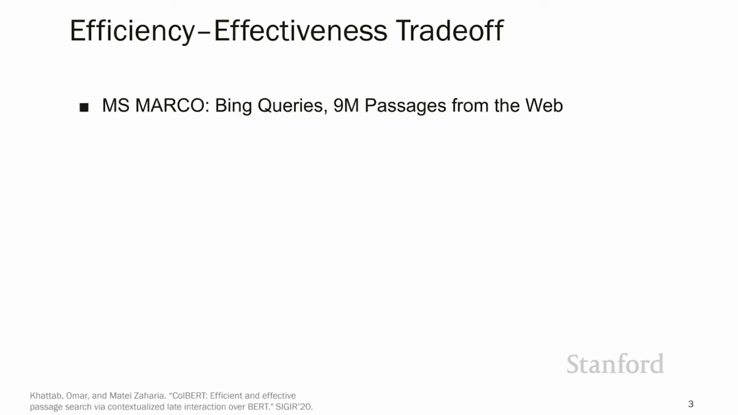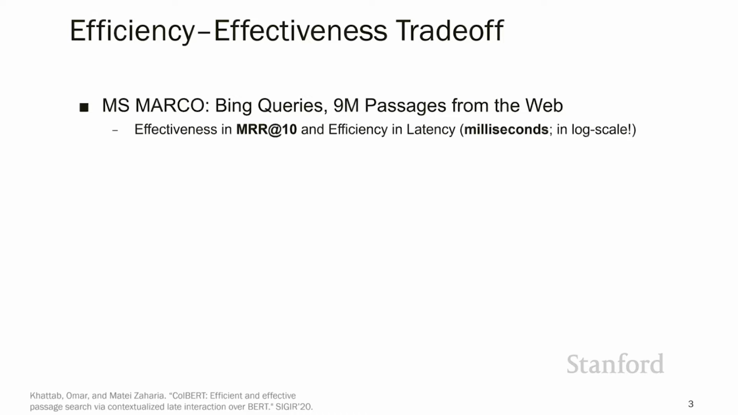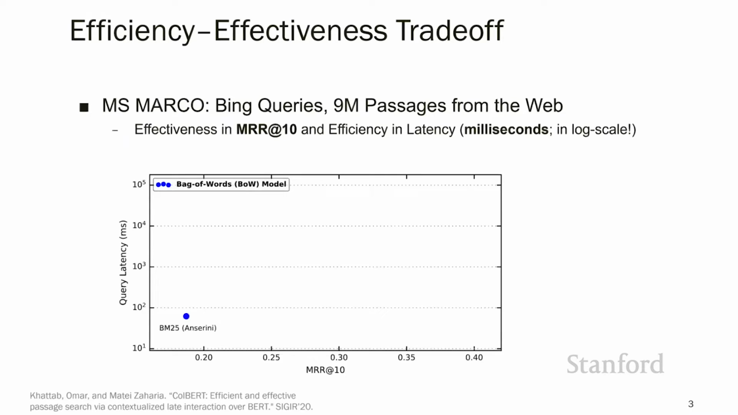Let's begin to explore this on the MS MARCO collection that we introduced in the previous screencast. Here, we'll be measuring effectiveness using the mean reciprocal rank at cutoff 10. And we will measure efficiency, and in particular latency, using milliseconds. This figure here shows BM25 retrieval using a popular toolkit called Anserini as one data point within a wide range of MRR values and latency possibilities.